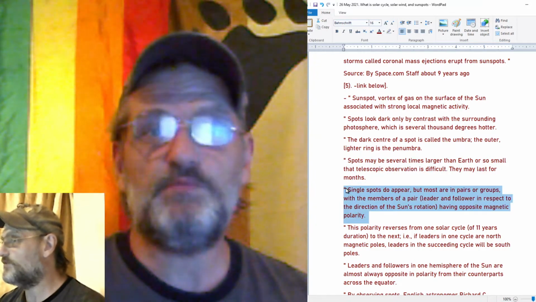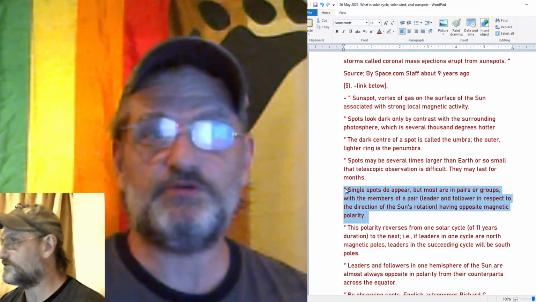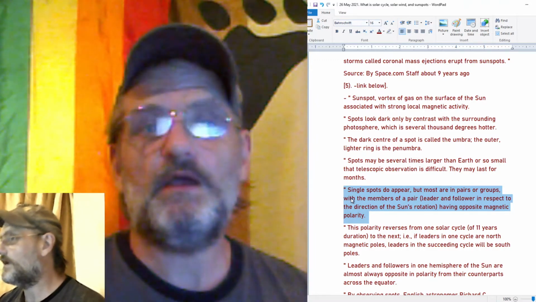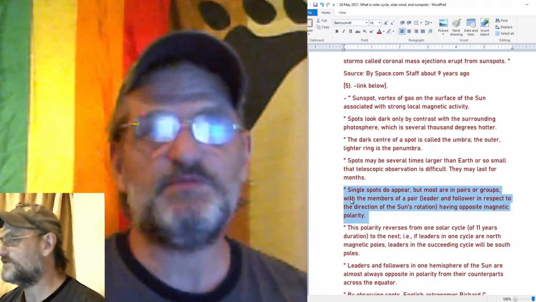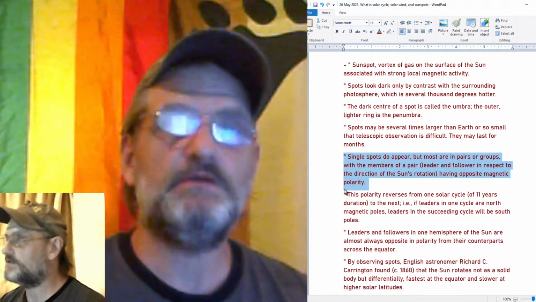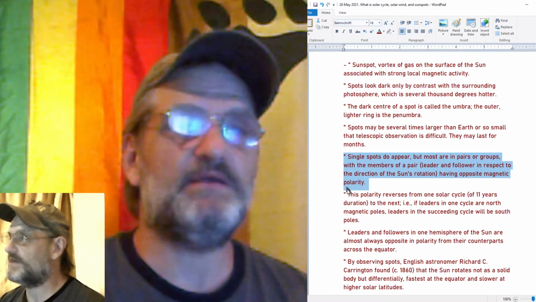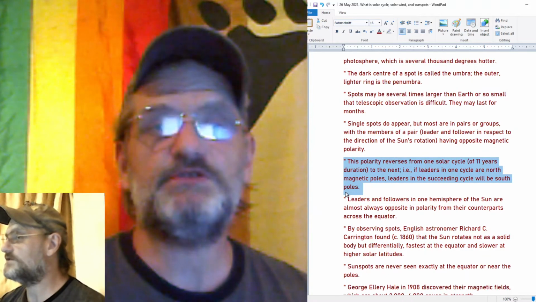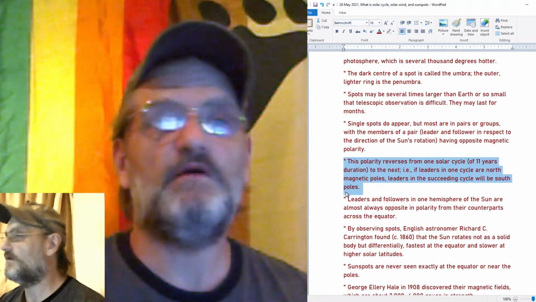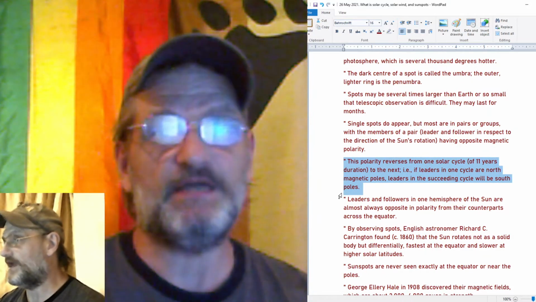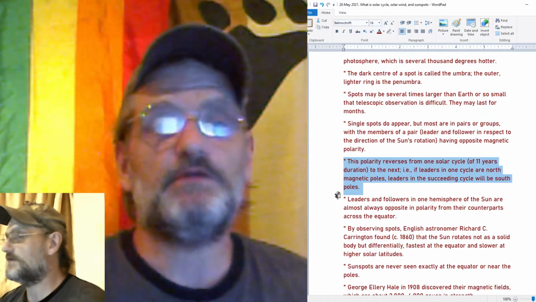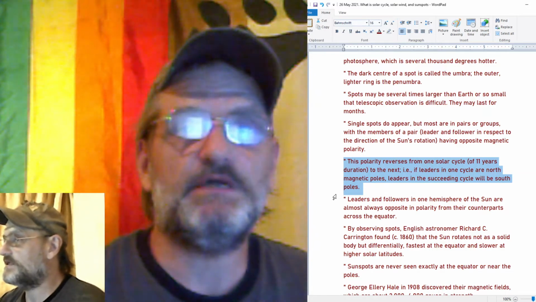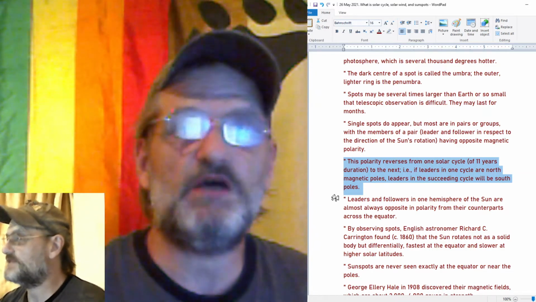Single spots do appear, but most are in pairs or groups, with the members of a pair, leader and follower in respect to the direction of the sun's rotation, having opposite magnetic polarity. This polarity reverses from one solar cycle of 11 years duration to the next, i.e., if leaders in one cycle are north magnetic poles, leaders in the succeeding cycle will be south poles.